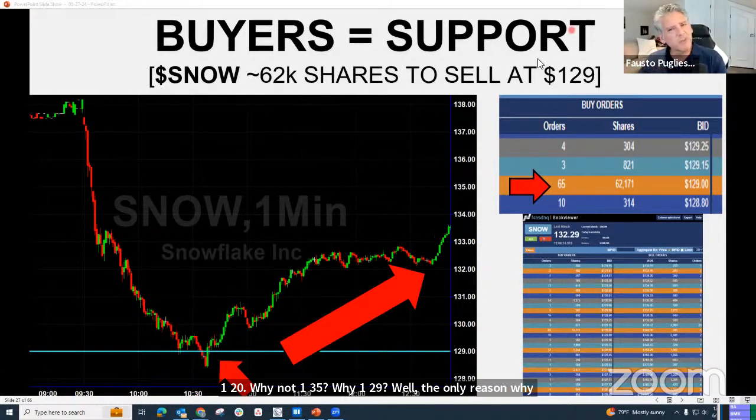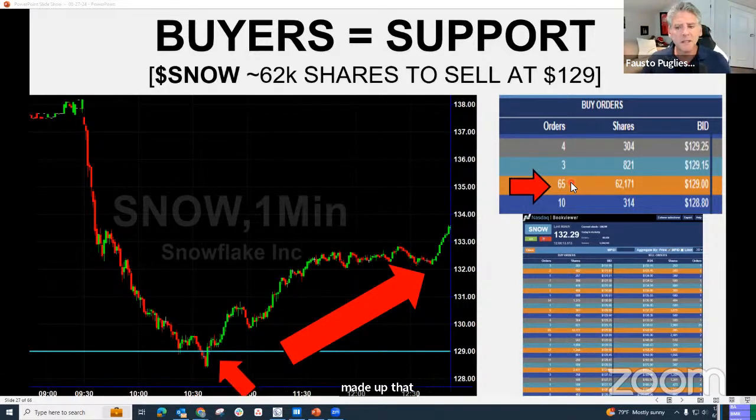But it wasn't a support level because it was a support level in the past. It was a support level because there were buyers at that price. When you look over here on the bid side and work your way down, which I know is kind of hard to read, but I blew it up on top, you could see that there were 62,000 shares looking to be bought at $129. And there were 65 orders around the entire world that made up that 62,000.